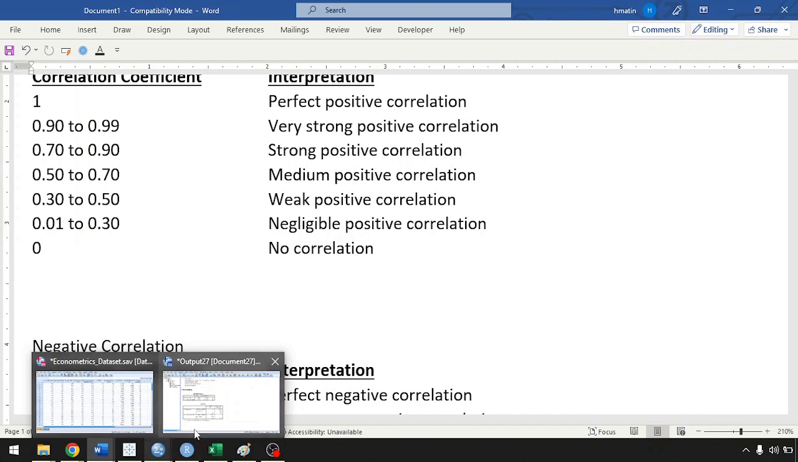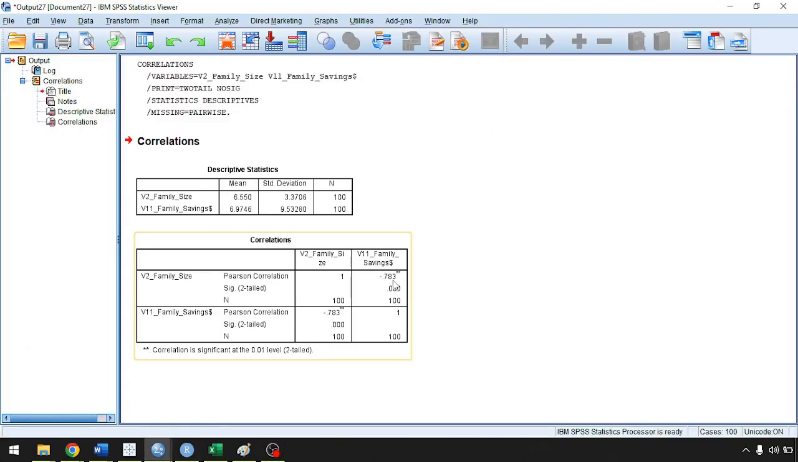So now let's go to our output. It's a very strong negative correlation. It means as the family size goes down, the savings goes up. Or in other words, as the family savings goes down, the family size goes up. So when one variable goes high, the other variable goes down. So we just tested the first one.